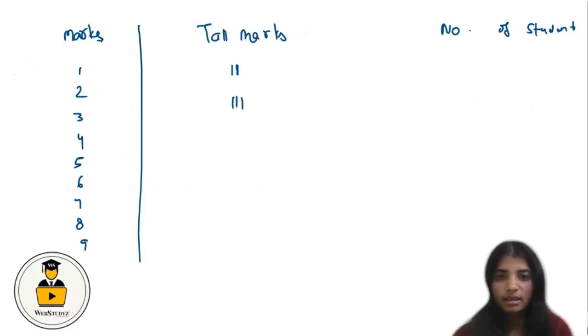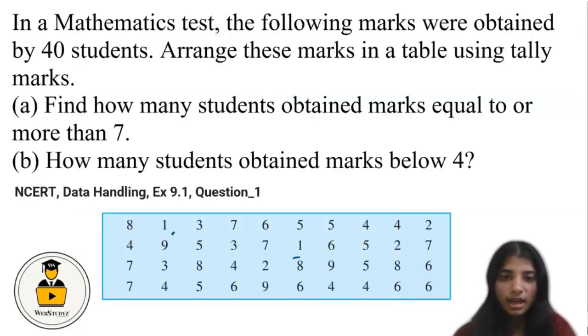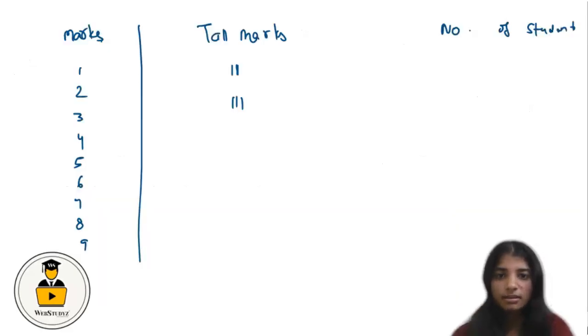Now let's again move to the table. We have to find out for 3. So for 3, again 3 students have 3 marks. This is 1, this is 2 and this is 3. So 3 students have 3 marks. So again we are going to make 3 lines here.